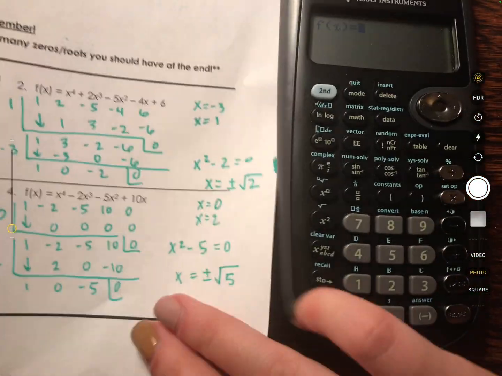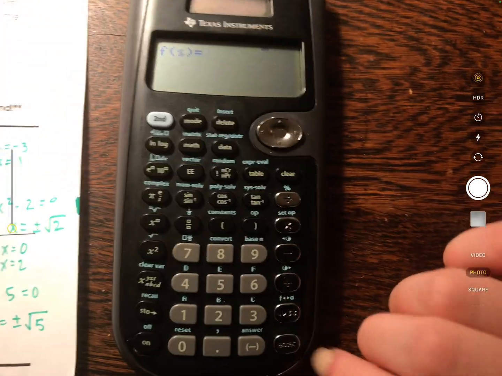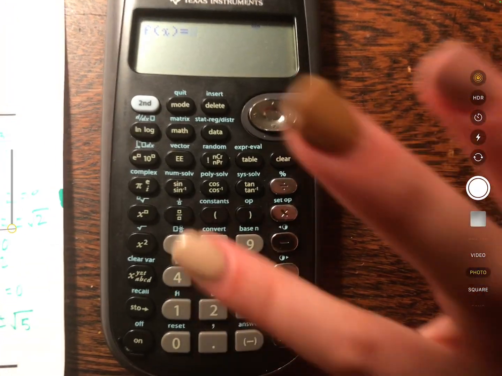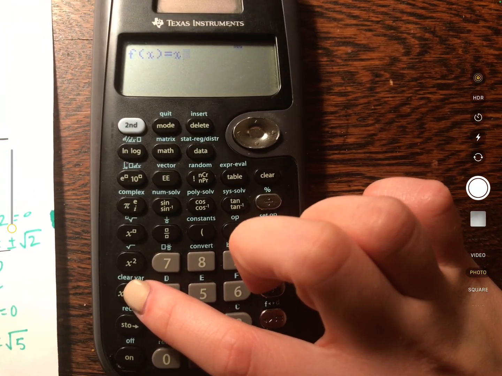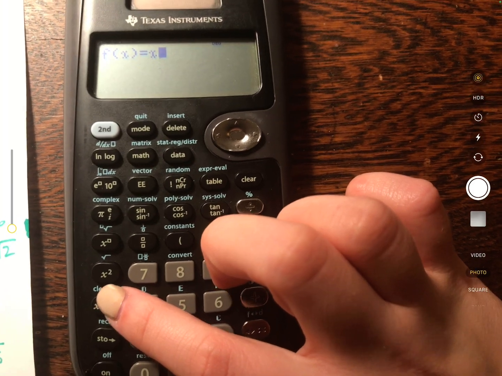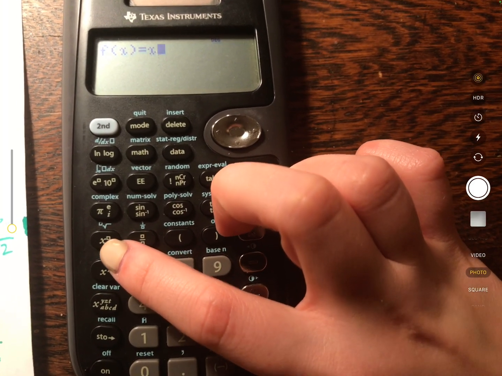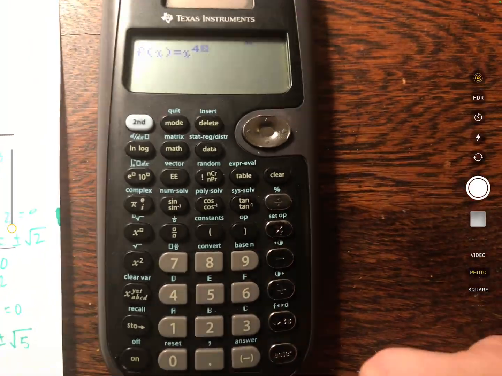And I'm going to enter in my function here. And I'm going to walk through some steps of how to do that. And so I'm just typing in my equation. So I have x. If I'm trying to use an exponent, I'm going to use the x with the square on it. And then I'm going to put a 4.